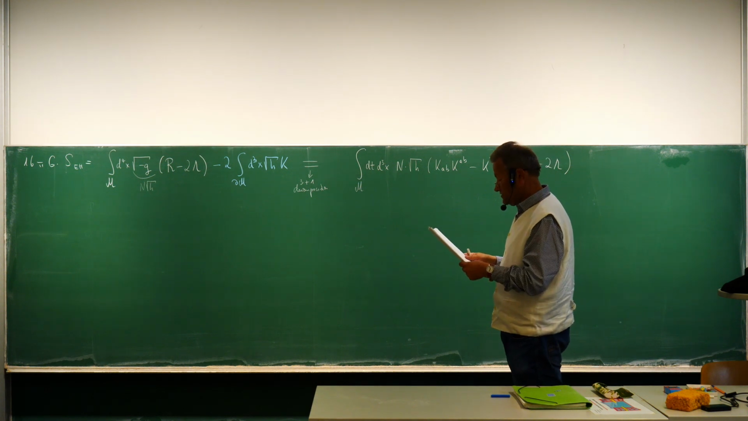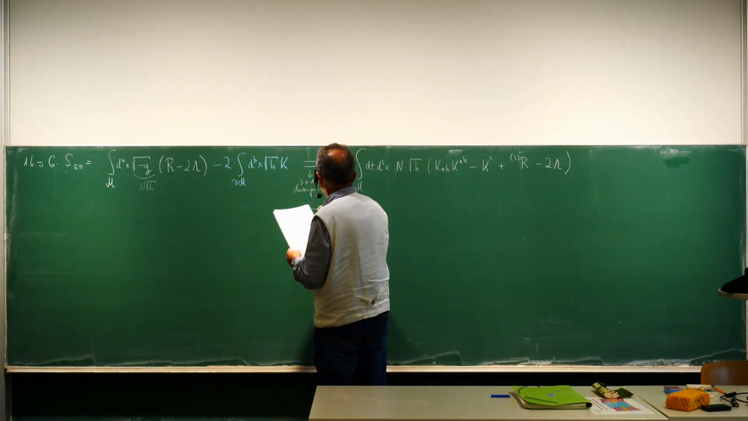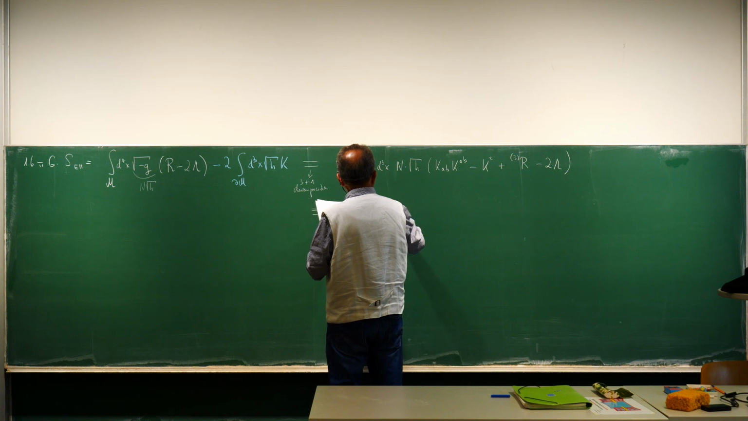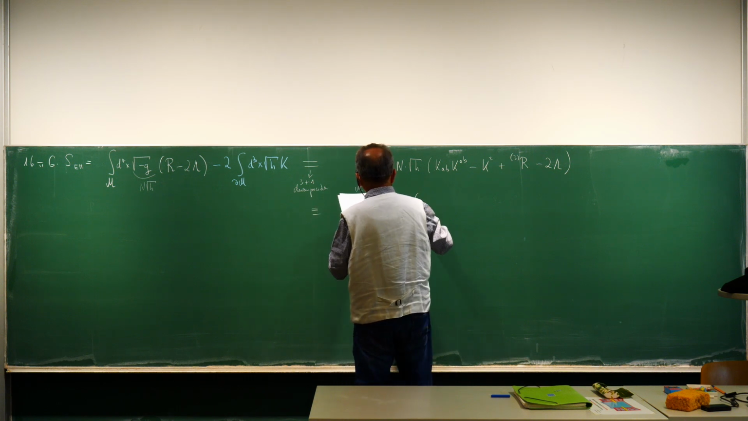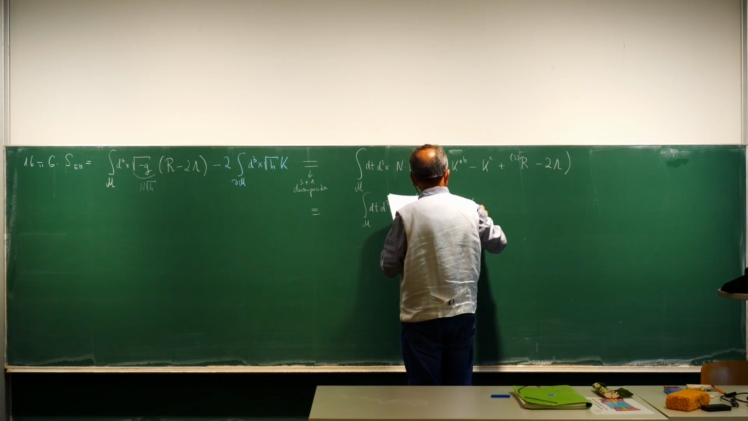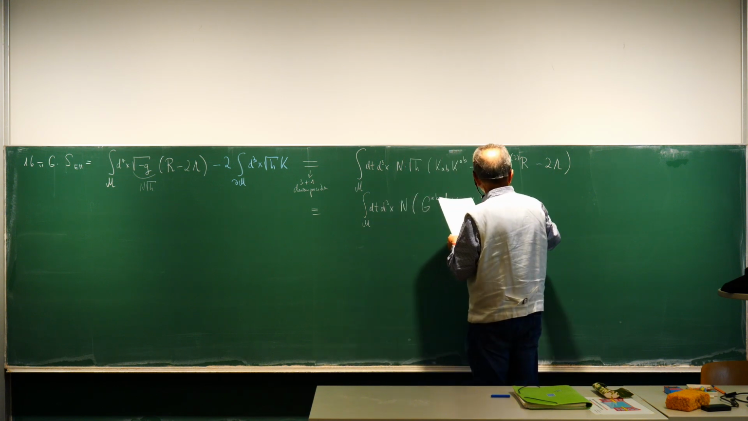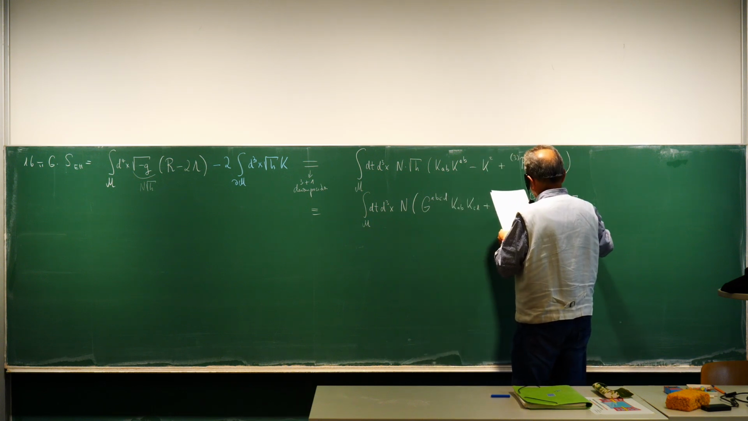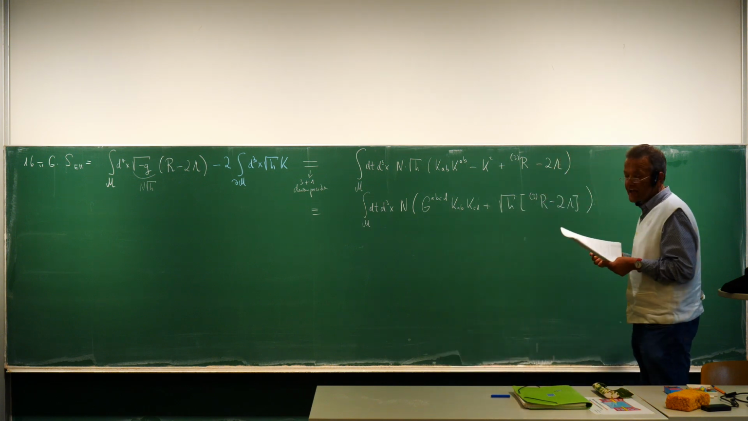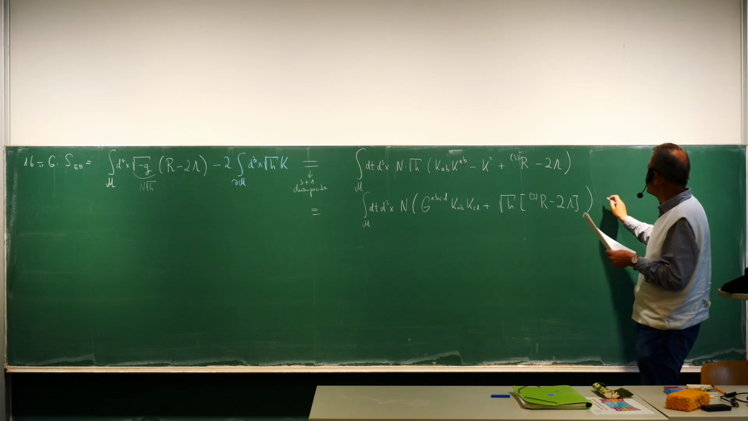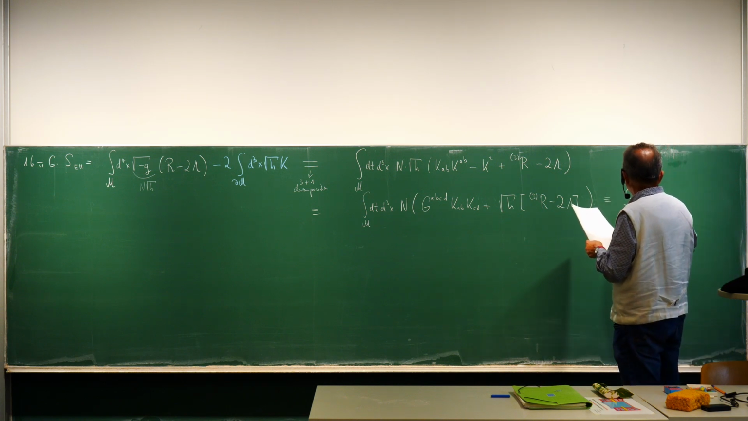Yeah, so we can also write this equivalently as follows by introducing a short notation: integral dt d3x N, and then we have G^{abcd} K_{ab} K_{cd} plus square root of h (3R minus 2 lambda). And this is called the ADM action. It's the ADM form of the same action, but written in different variables. So let's call it S_ADM.